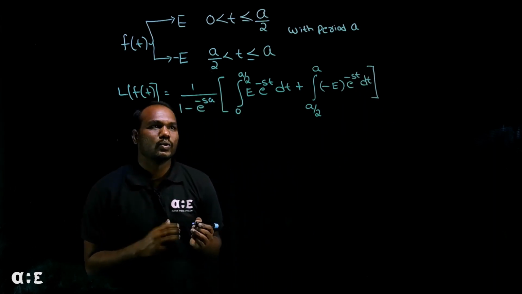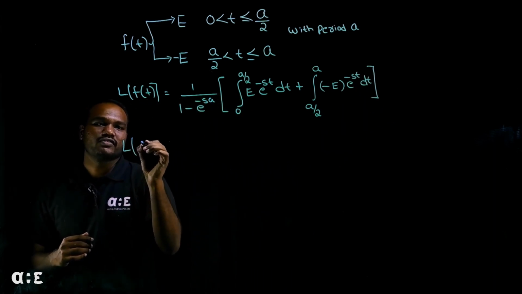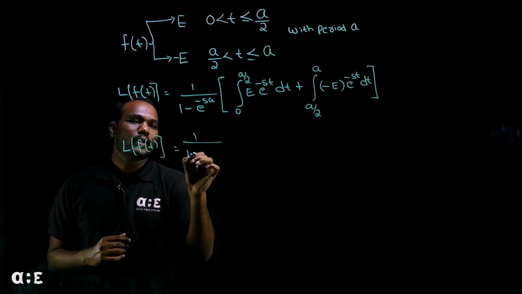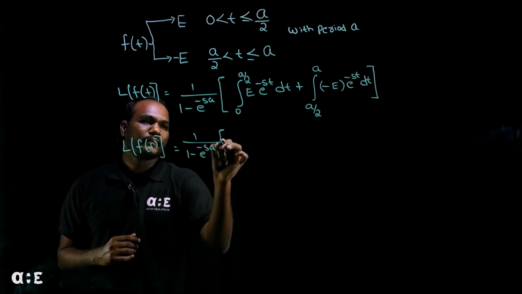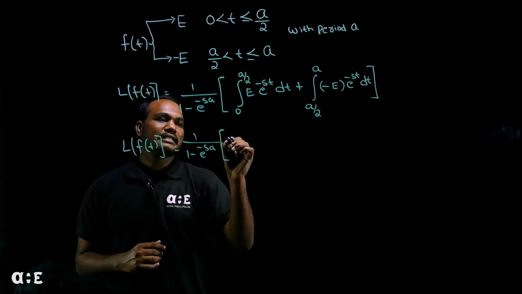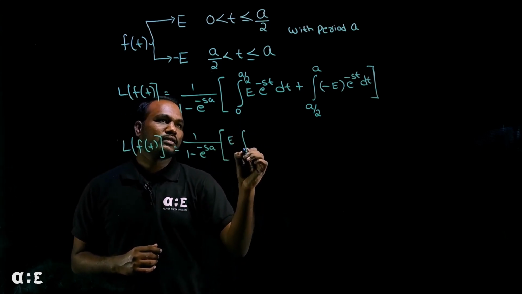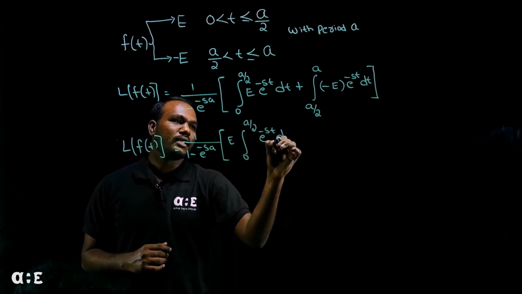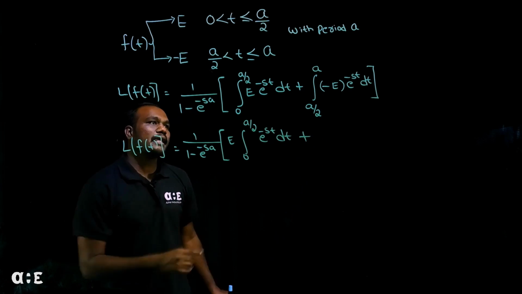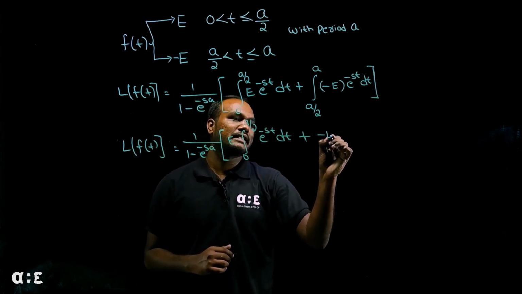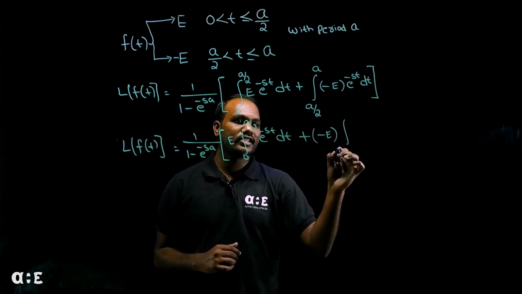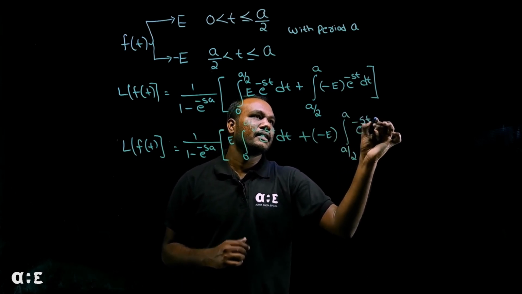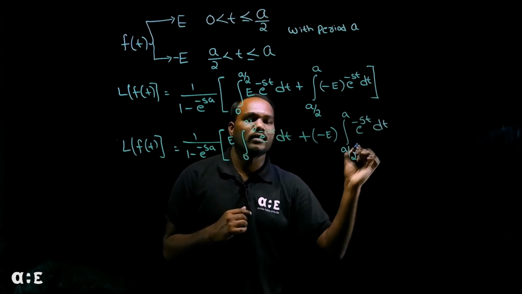Right? So let's try to put it back. So Laplace of f of t is nothing but 1 over 1 minus e power minus s into a. So e is a number, let's take it out. Integration of 0 to a by 2 e power minus s into t dt, plus again minus e is a number, let's take minus e outside and I will be left with integration a by 2 to a e power minus st into dt. Right?